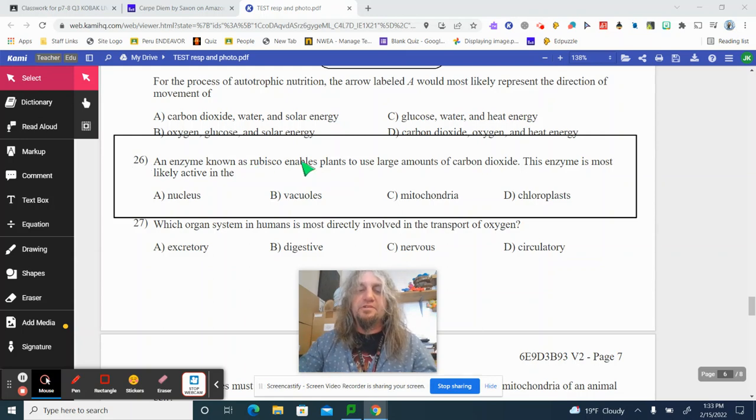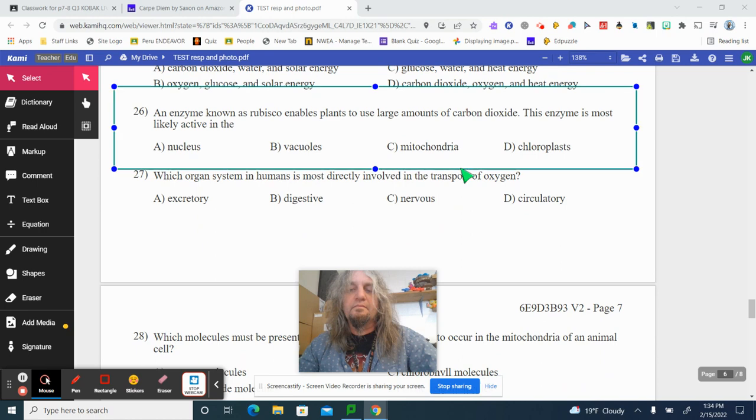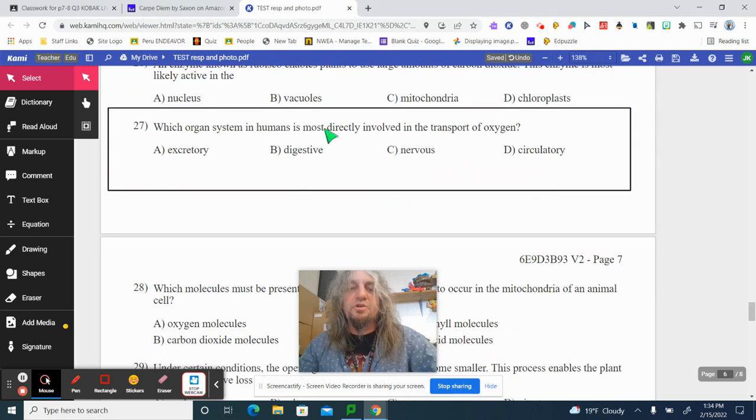An enzyme known as Rubisco enables plants to use large amounts of carbon dioxide. This enzyme is most likely active in the A, nucleus, B, vacuoles, C, mitochondria, or D, chloroplast. Question 27. Which organ system in humans is most directly involved in the transport of oxygen? Is it the A, excretory system, B, digestive system, C, nervous system, or D, circulatory system?